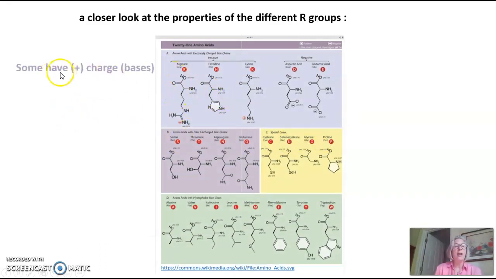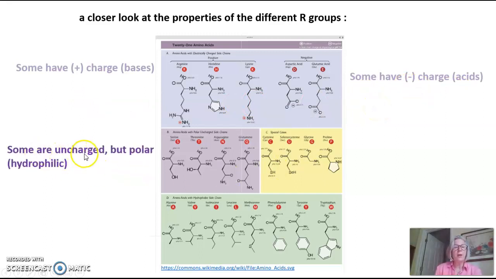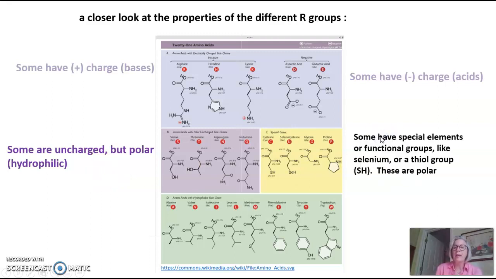So some of these R groups have a positive charge, so they act as a base in the acid-base sense of the word. Some of them have a negative charge, and so they function as an acid. Some of them are uncharged, but they're polar, and that makes them hydrophilic or water-loving. That means they dissolve in water. Some of them have special elements or functional groups in the R group, like selenium or a thiol group. These are very polar, so again, they dissolve in water. They are hydrophilic. Some of the R groups are hydrophobic. That means they're nonpolar and they do not dissolve in water.